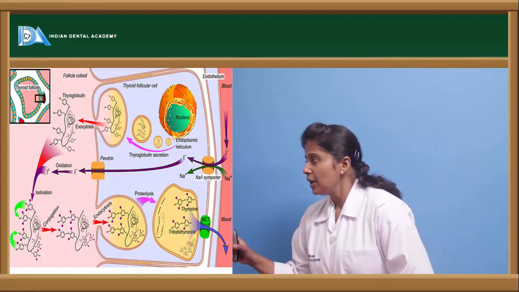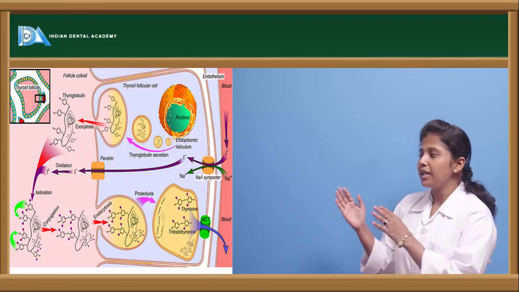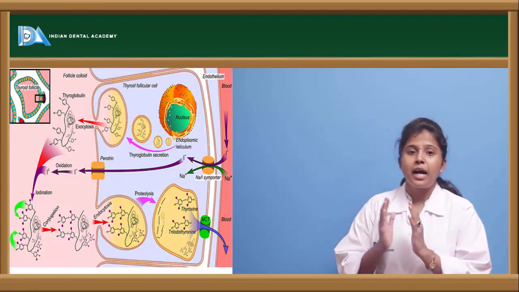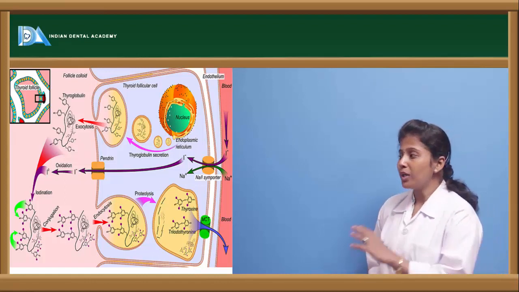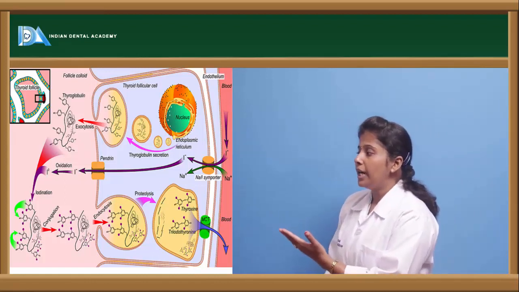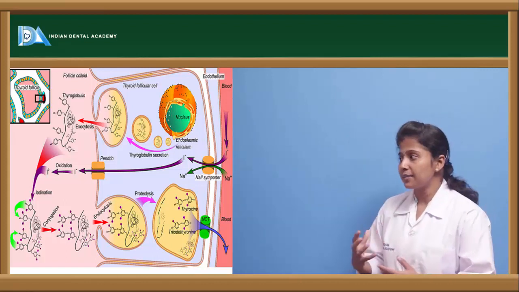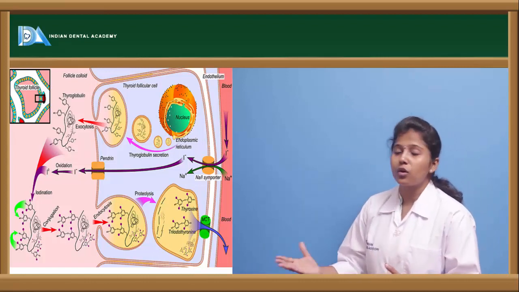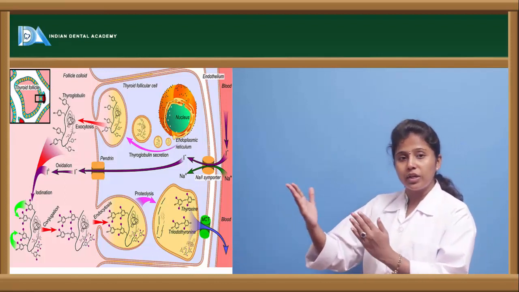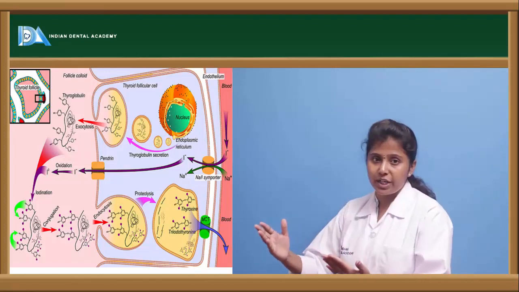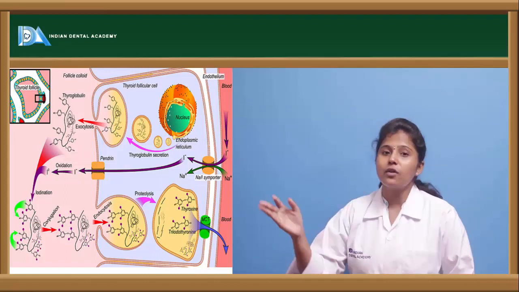Here we can see that from the blood the iodine is getting uptaken. Once the iodine is uptaken, it is converted to I minus, to iodonium ions. Once these iodonium ions are formed, it is binding to a transporter called pendrin. After binding to the pendrin, it undergoes the process of oxidation. Once the iodine is oxidized, it undergoes a process of iodination.